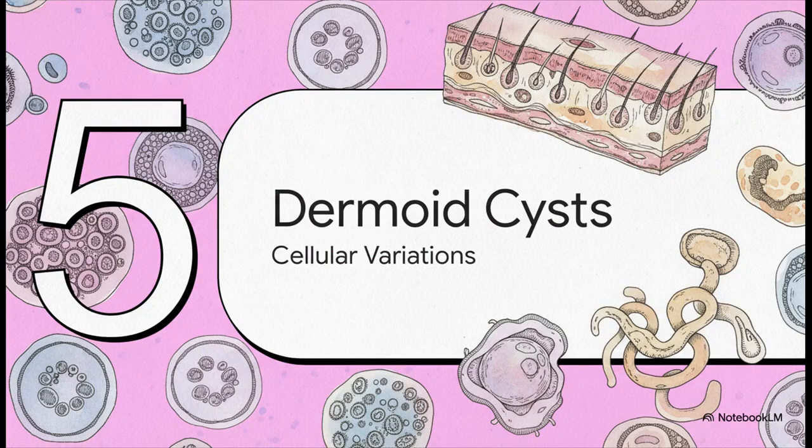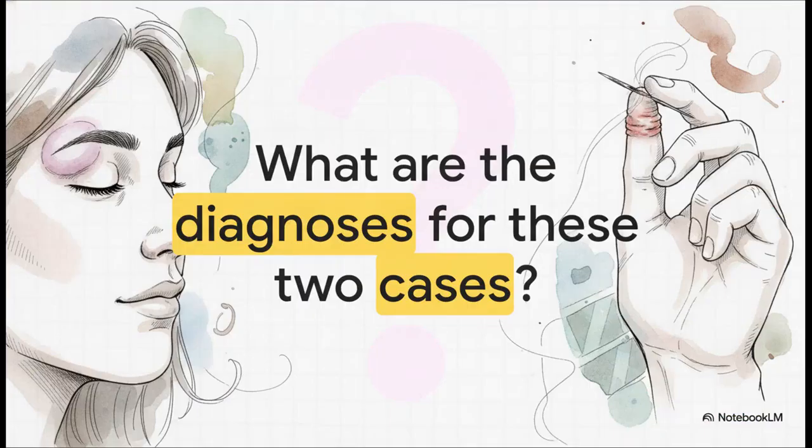And finally, Section 5, dermoid cysts and their cellular variations. Here we have two seemingly totally unrelated patients. Case 1 is a 20-year-old with a soft swelling over the lateral eyebrow that's been there since literally day 1, since birth. Case 2 is a middle-aged tailor who comes in with an exceptionally tense, soft swelling right on the tip of his right index finger.